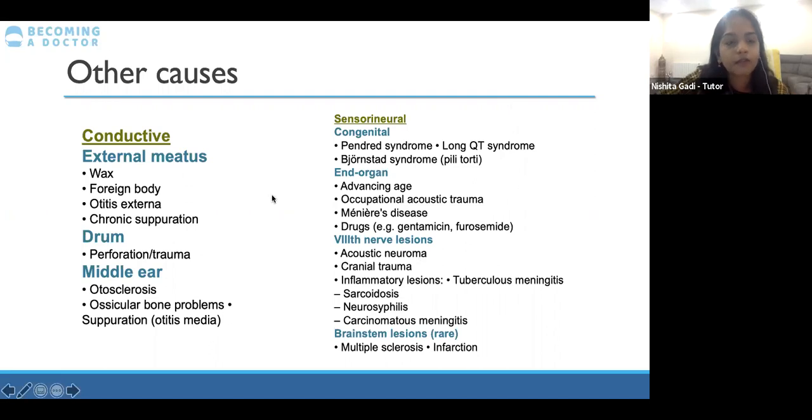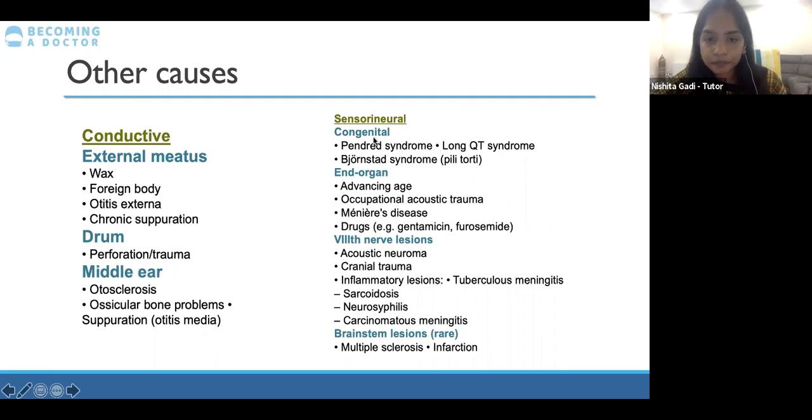So from some other examples, you have conductive hearing loss, where you can have stuff like wax or a foreign body impairing that conduction. You might have suppuration where there's lots of pus there. We've gone through that. You can have ossicular problems, so something to do with the ossicles.